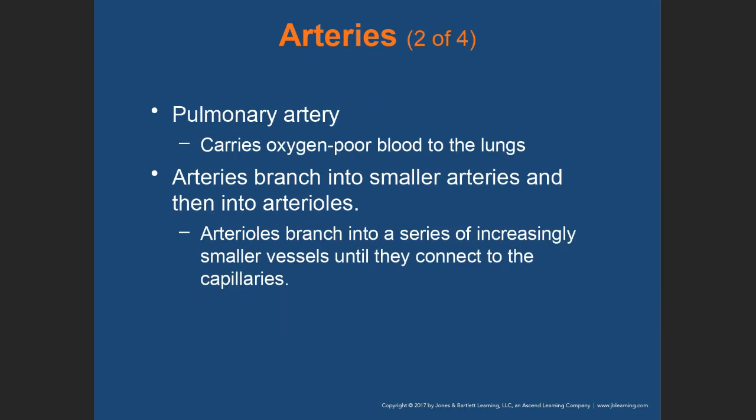Pulmonary artery carries oxygen-poor blood to the lungs. Arteries branch into smaller arteries and then into arterioles. Arterioles are the smallest arteries in the body. Arterioles branch into a series of increasingly smaller vessels until they connect to the capillaries.